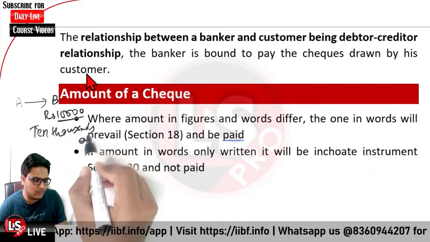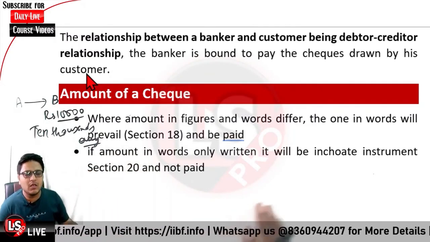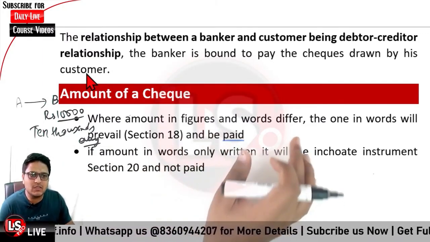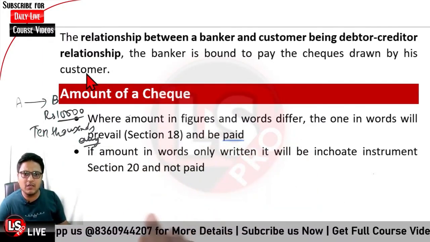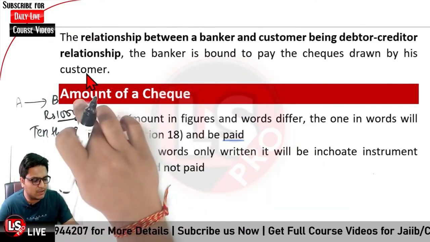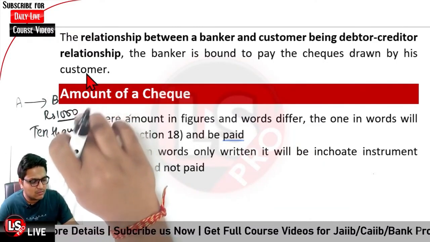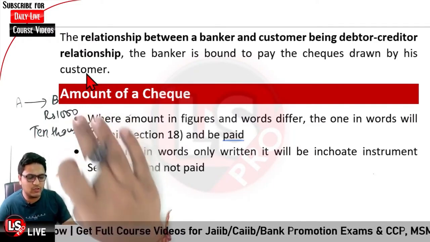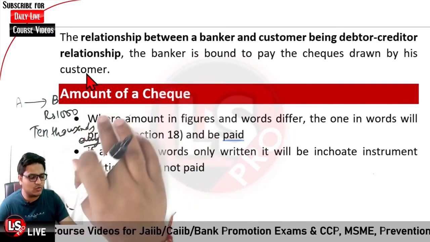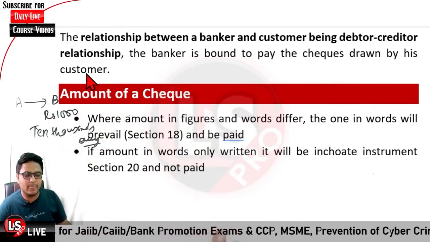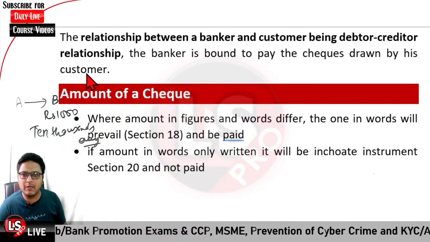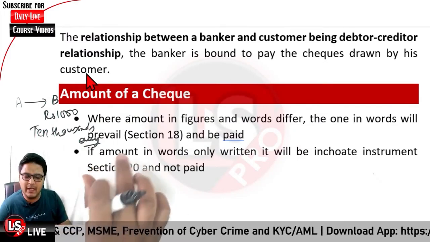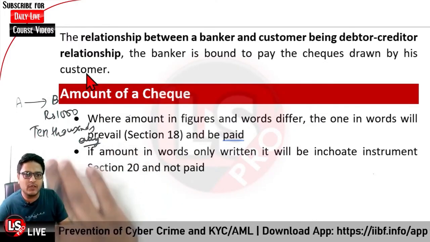10,000s only. Okay. Now, if the amount in figures and words differ, let us say he omitted to put the other zero. There should be 4 zeros in 10,000, but he omitted to do so. So in that case, the one in words will prevail. The instrument will be paid according to the words.